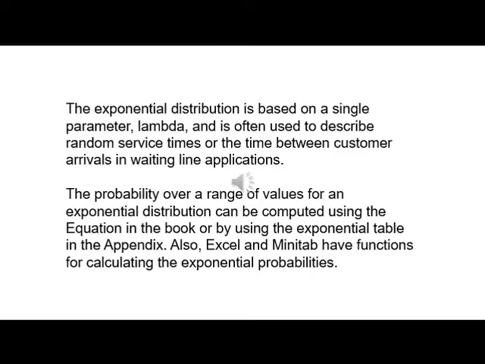The exponential distribution is based on a single parameter, lambda, and is often used to describe random service times or the time between customer arrivals in waiting line applications. The probability over a range of values for an exponential distribution can be computed using the equation in the book or by using the exponential table in the appendix. Also, Excel and Minitab have functions for calculating the exponential probabilities.